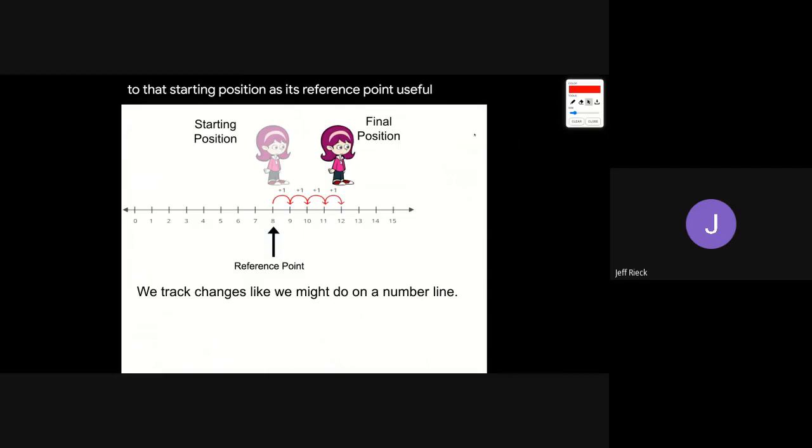A useful way to think about this is to imagine something moving along a number line. And so we can set the starting point of an object's motion, or its reference point, at a particular position on the number line. So if you look at the screen here, you can see that the reference point is set to 8, and then the final position is 12. So we know, based off the reference point, that the girl here has moved a total distance of 4 units.